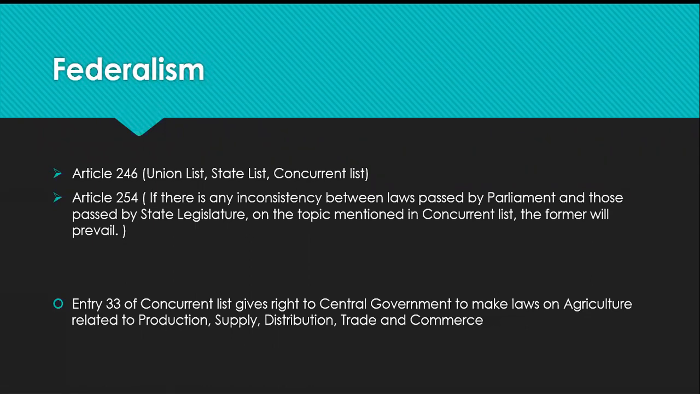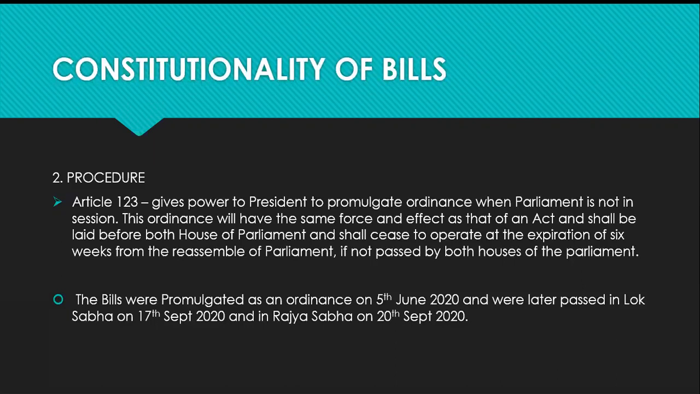Now moving on to the procedure, that whether the procedure by which the bill has been passed, or by which the law is passed, is contentious. So moving on to Article 123, because the bills were promulgated as an ordinance on 5th June 2020. So what is an ordinance? We have to know what an ordinance is. An ordinance is mentioned in Article 123 of the Constitution. Article 123 gives power to the President to promulgate an ordinance when Parliament is not in session.